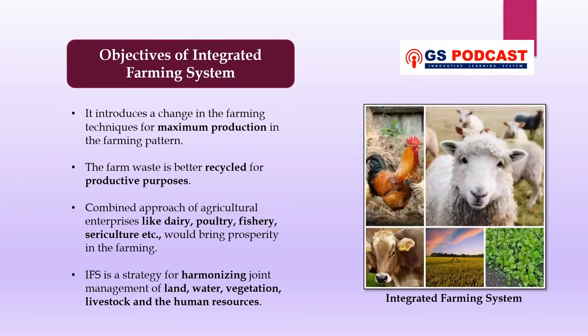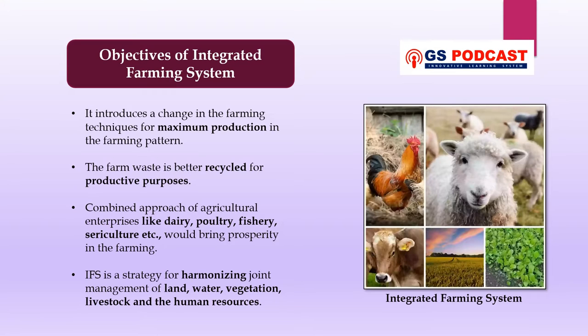Now, the integrated farming system approach has multiple objectives, such as it introduces a change in the farming techniques for maximum production in the farming pattern, and it also takes care of optimal utilization of the resources. Second one is that farm waste is better recycled for productive purposes in the integrated system, and recycling of farm resources reduces the input cost, and it also improves the quality of the produce and ensures farm sustainability.